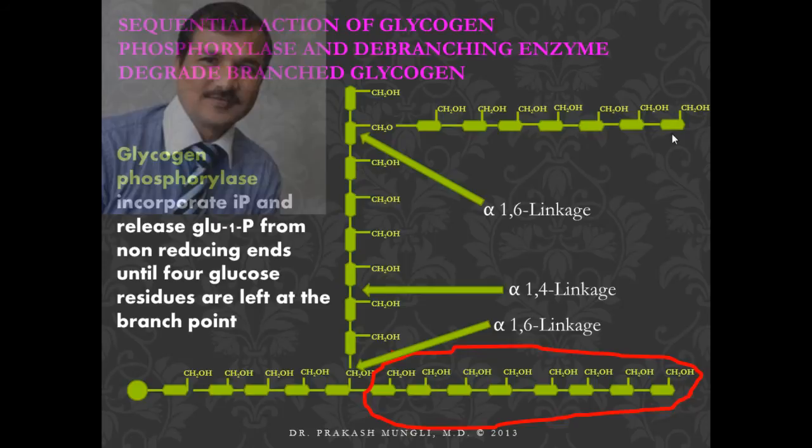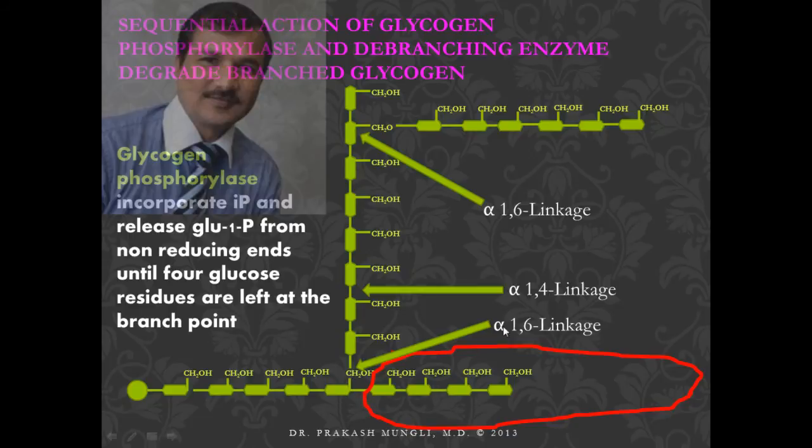Glycogen phosphorylase incorporates inorganic phosphate, which acts as a nucleophile and breaks down the alpha 1,4 linkage. The same inorganic phosphate will be attached to glucose at the first carbon, and it is released as glucose 1-phosphate. So this is how the glucose is taken out. One glucose is taken out, released as glucose 1-phosphate, then one more. The glucose residues in the red circle that I have marked out are removed until 4 glucose residues are left at the branch point.